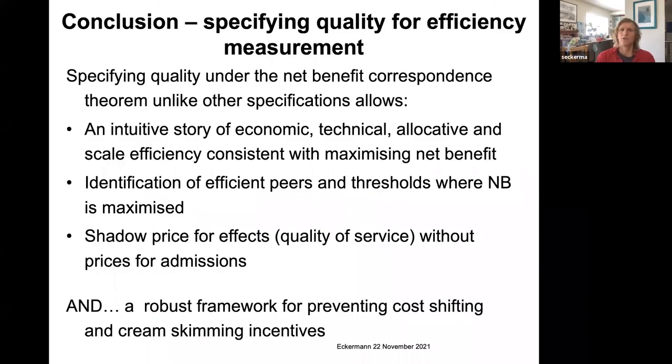So if you specify quality, and really we're specifying quality from a disutility-bearing perspective as an input with the net benefit correspondence theorem alongside costs, and try to minimize quality-inclusive costs, that allows you to have an intuitive story of economic, technical, allocative and scale efficiency. We can identify efficient peers, we get shadow price effects. And most importantly, and this is what I'm now going to highlight because this is most important for big data, we also get a robust framework for preventing cost shifting and cream skimming incentives.